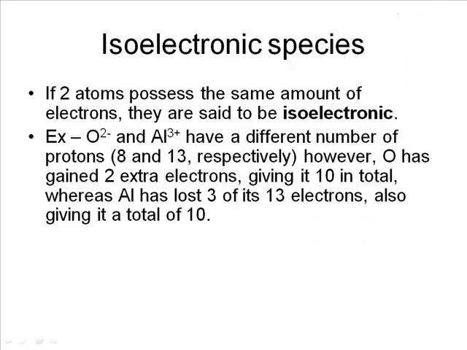For example, in this case, oxygen 2 minus, 10 electrons. Aluminum 3 plus, 10 electrons. Those two are isoelectronic in that they have the same number of electrons. Oxygen normally has 8, it gains 2, it has 10. Aluminum has 13, it loses 3, it now has 10. So when they ask whether things are isoelectronic or not, it's whether they have the same number of electrons or not.